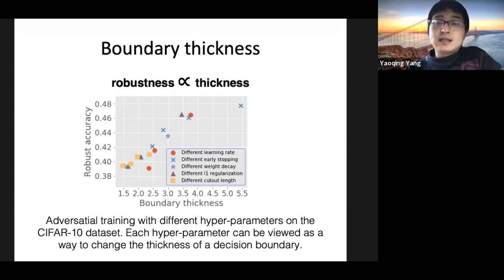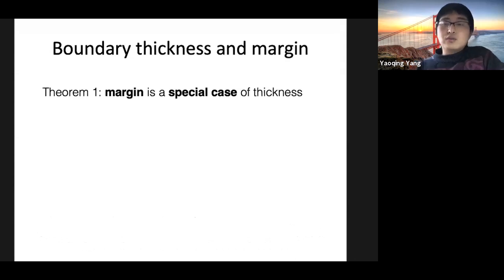We have said that boundary thickness is a generalized concept of margin. So why do we say that? This is because we have shown that margin is a special case of thickness under certain conditions. So boundary thickness is indeed a more generalized concept. But you may still ask, how can we show that boundary thickness goes beyond margin? Is it just always measuring something similar to the margin?